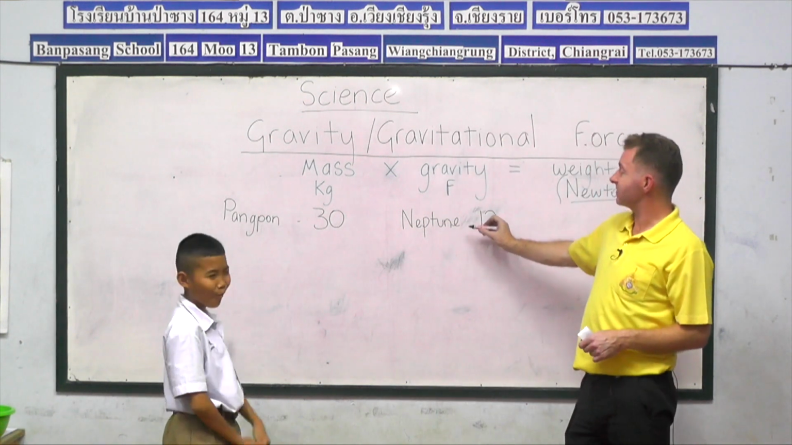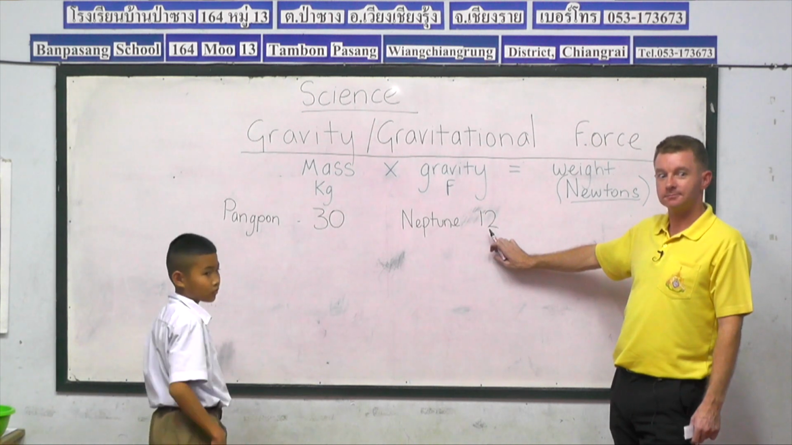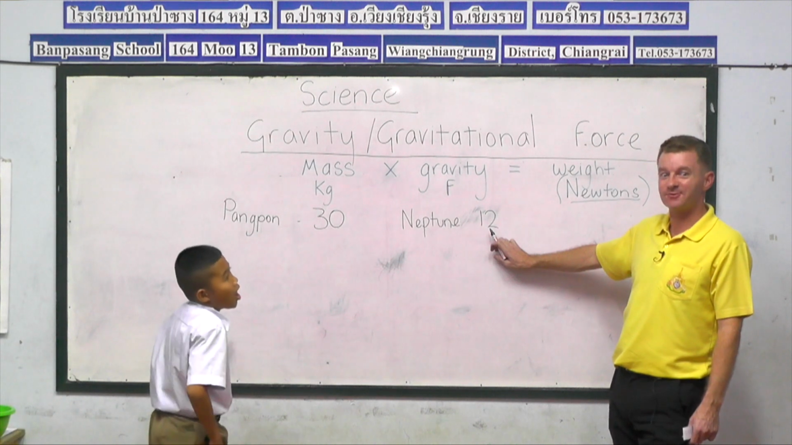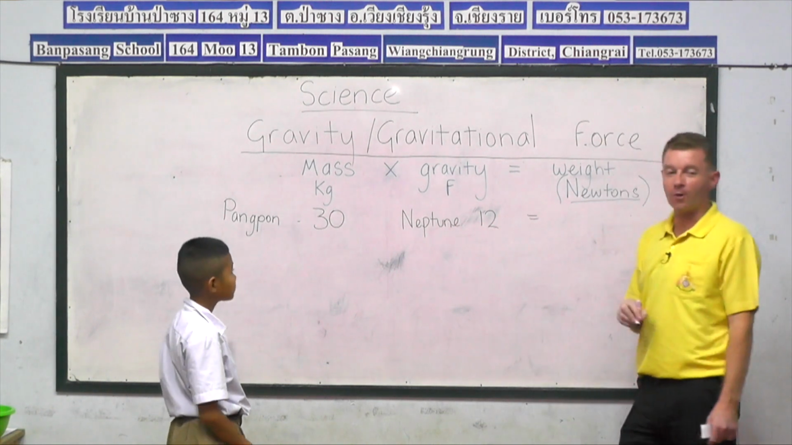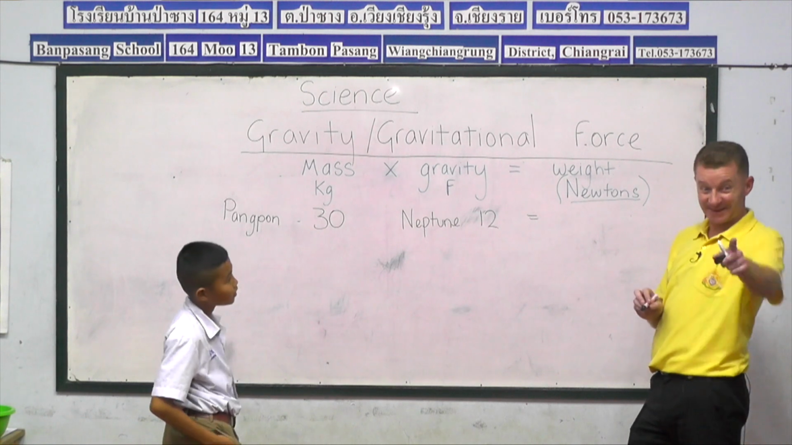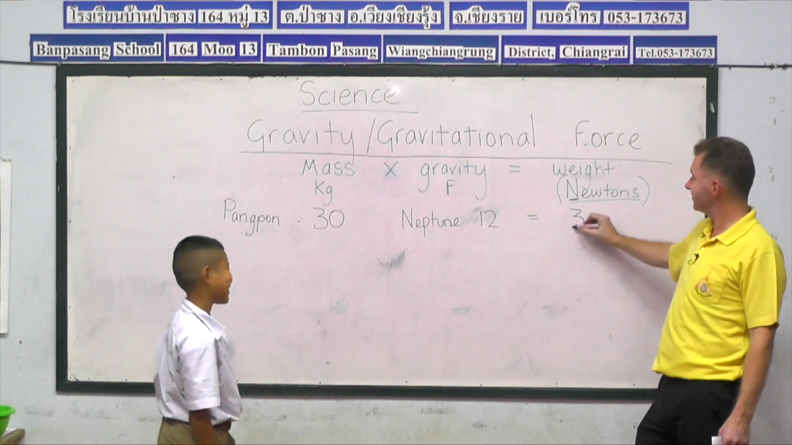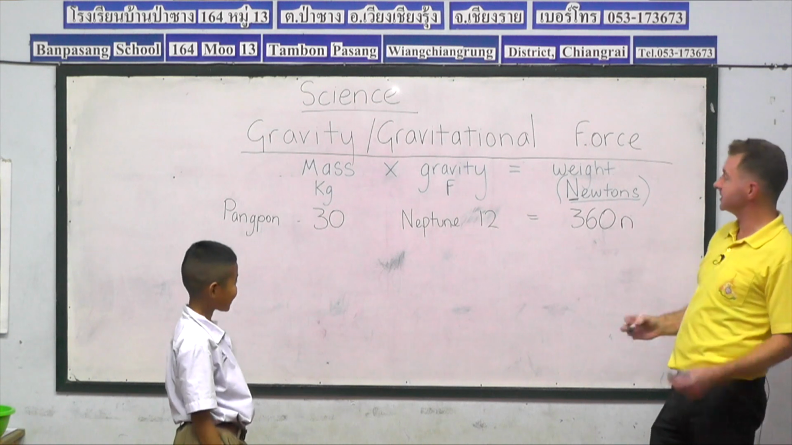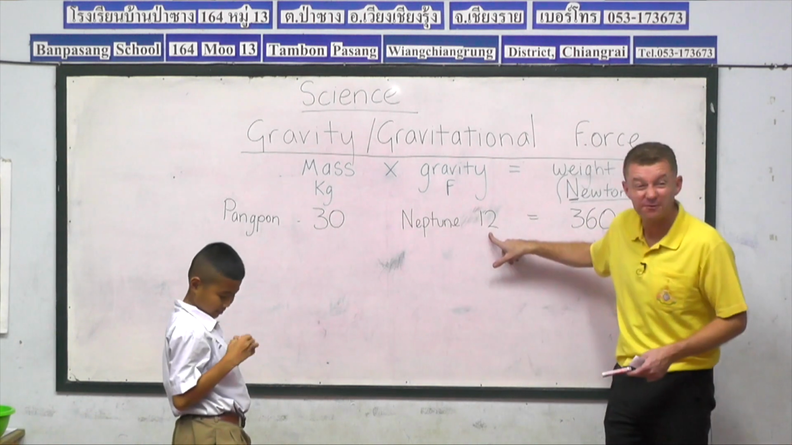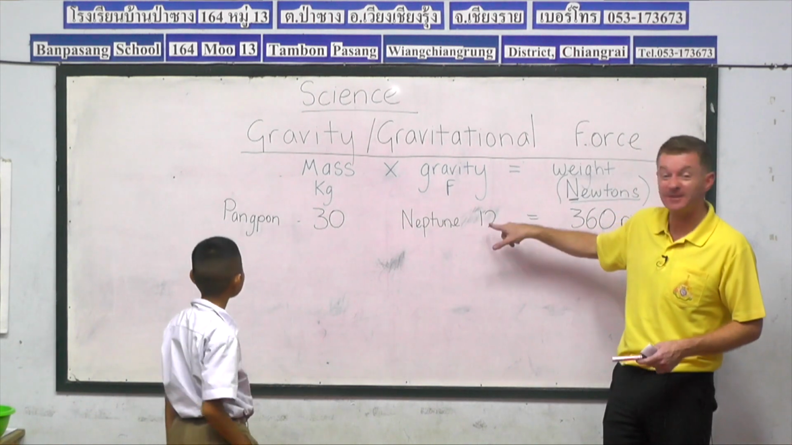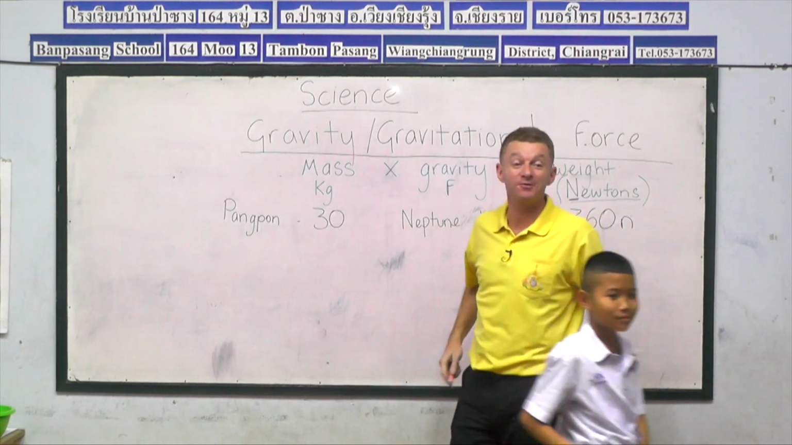So if Bangpon is going to Neptune, how many times do we have to times 30 by? 12. So can anybody tell me, what's 30 times 12? Or 12 times 30? And that will give us Bangpon's weight on Neptune. Correct. And what are we weighing in? 360 newtons, yes. So Bangpon, if you go to Neptune, Bangpon will weigh 12 times more, because the rate of gravity on Neptune is 12. That was excellent, Bangpon. High five and a big round of applause for Bangpon.